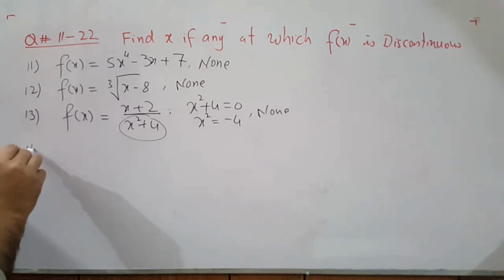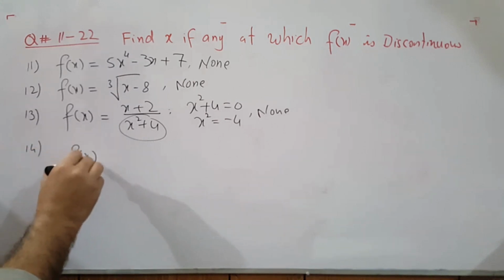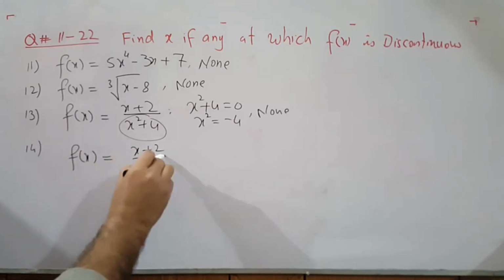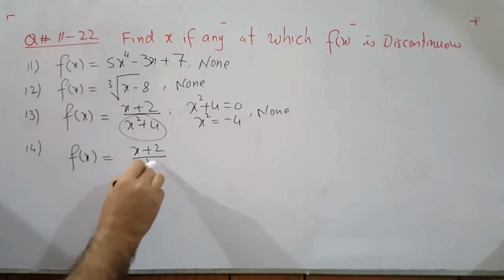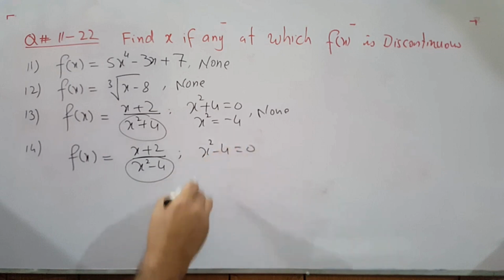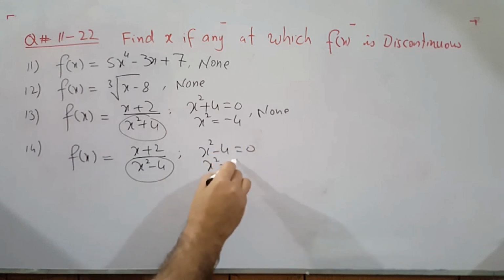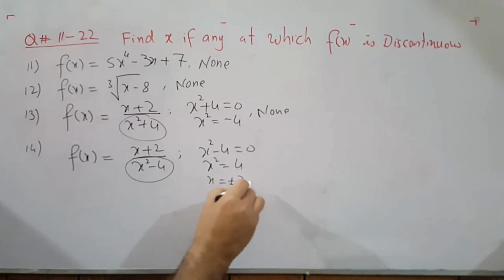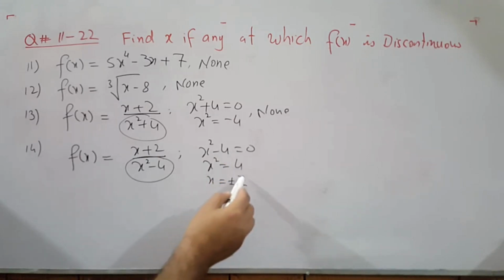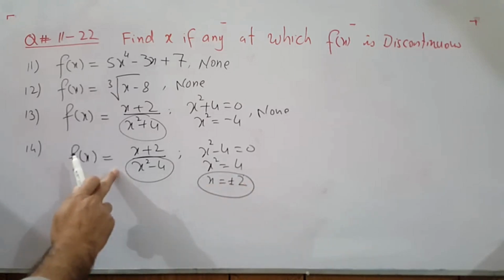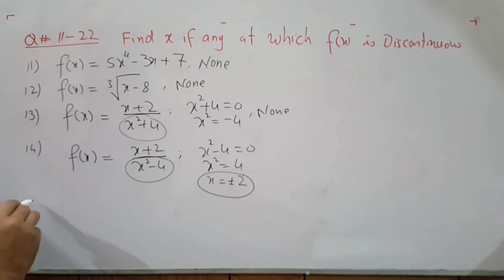So we go to question number 14, which says x plus 2 divided by x squared minus 4. Again, the denominator is this one. You put the denominator equal to 0. Now it makes sense. x squared equals 4, which means x equals plus or minus 2. So we have x equals plus or minus 2 at which this function is discontinuous.